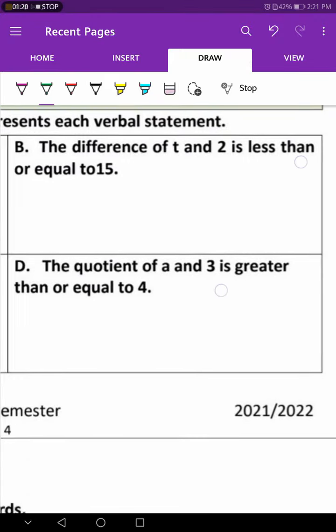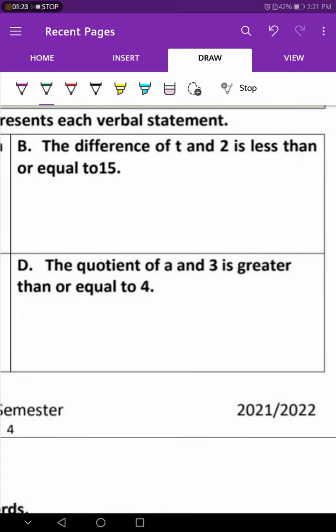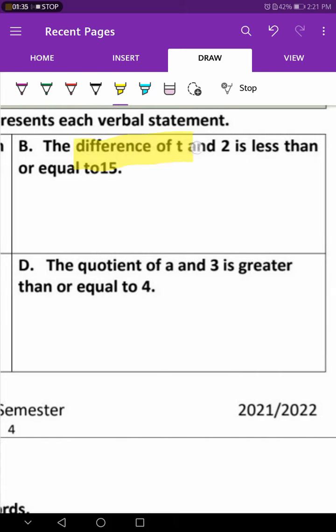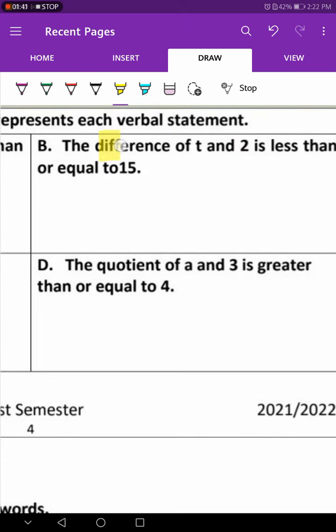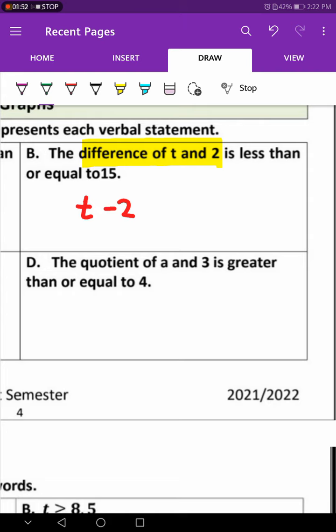Now B. The difference of t and 2 is less than or equal to 15. The difference means t minus 2. T minus 2 is less than or equal to 15. See here, less than or equal, okay, and here we have 15.